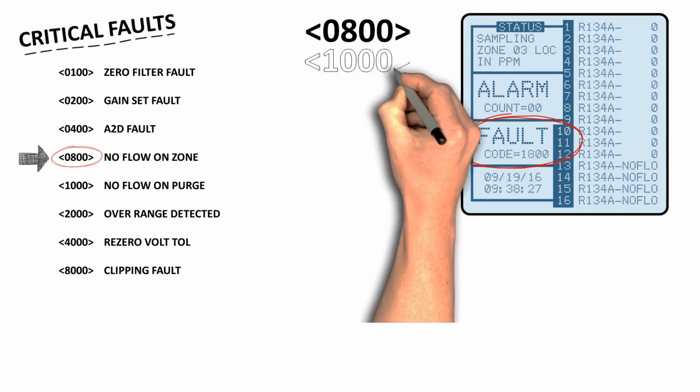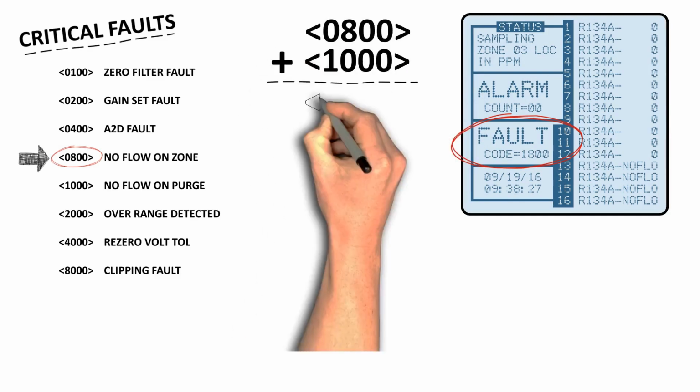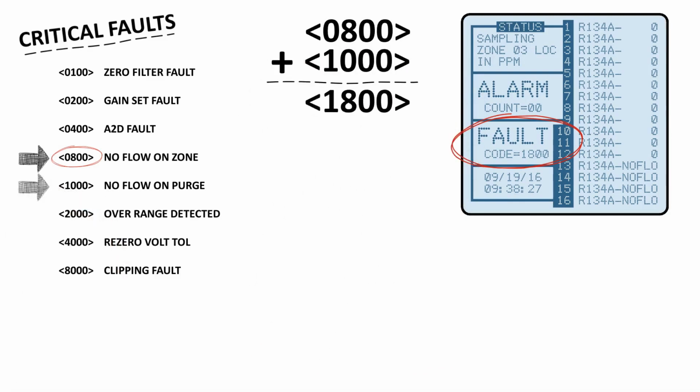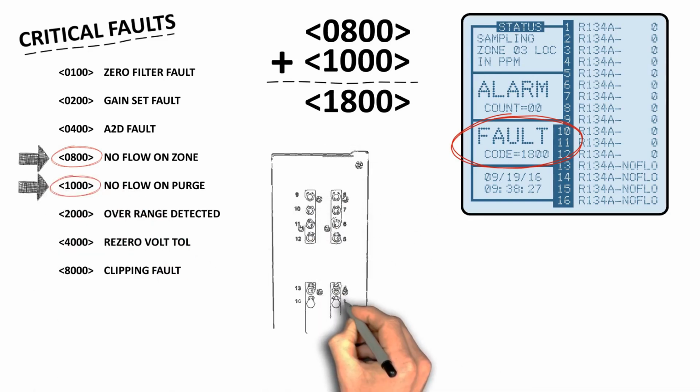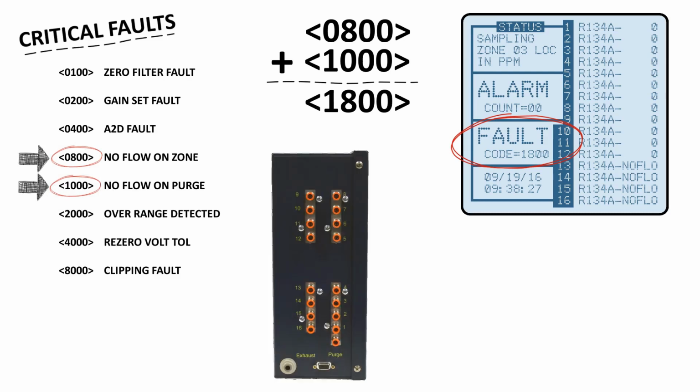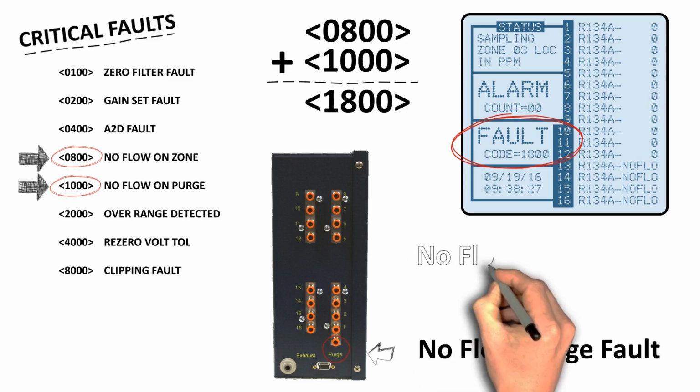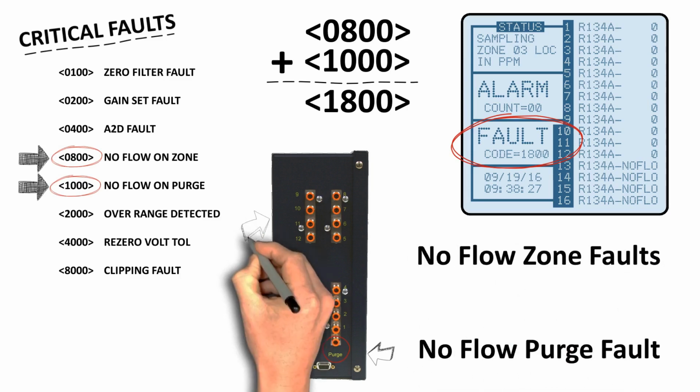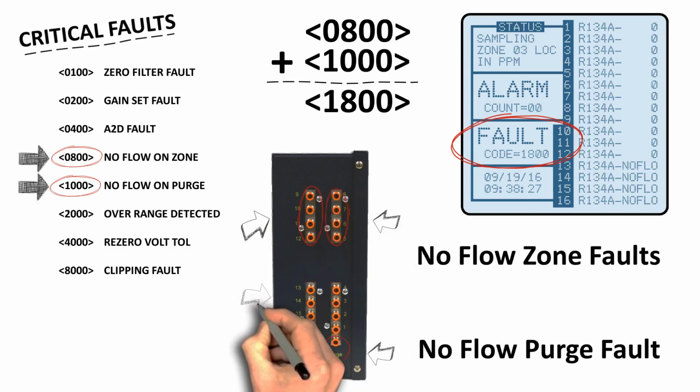A fault code greater than that indicates the presence of a no-flow zone fault and other active faults. For example, a fault code of 1800 indicates an 0800 fault and a 1000 fault. The 1000 fault is a no-flow on purge fault, indicating a blockage detected in the purge line. That's the line used to draw clean, fresh air into the system. No-flow zone and purge line faults are some of the most common faults that users may experience. They may appear individually or together. I'll show you how to troubleshoot both, but your MZ may only have one or the other.